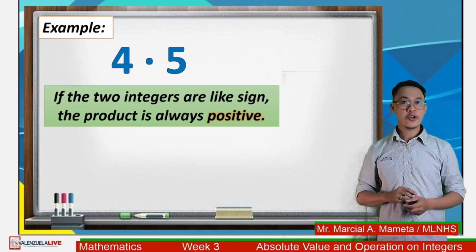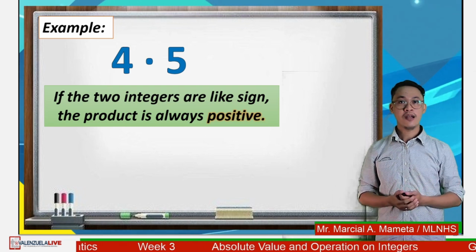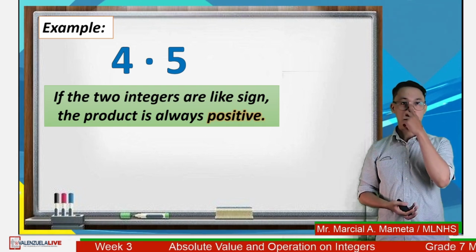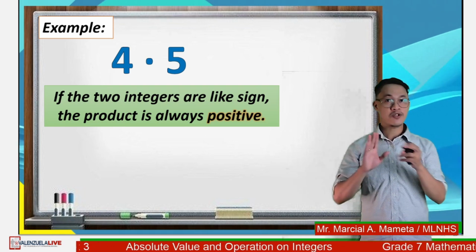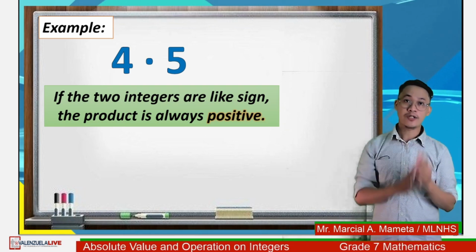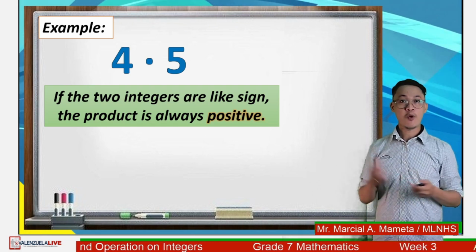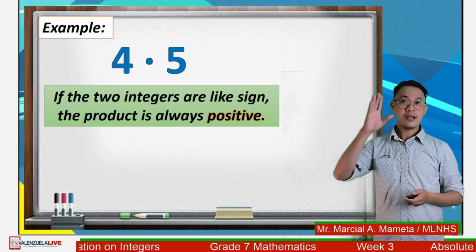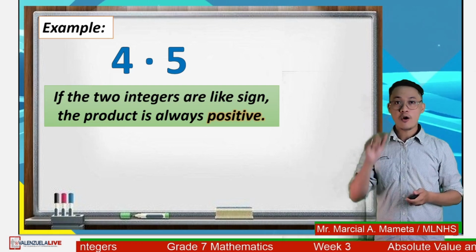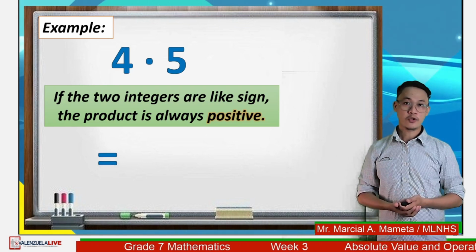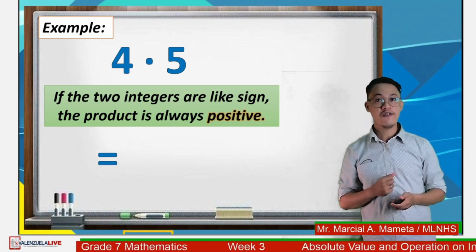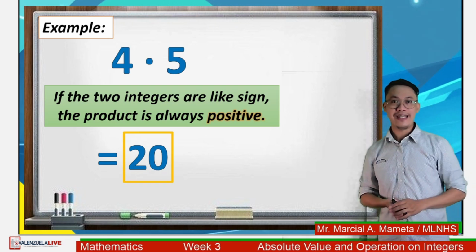If two integers are of like sign, the product is always positive. Again, our given is positive 4 times positive 5. They are both the same in sign, both positive. Again, the product is always positive. So therefore, the result for 4 times 5 is equal to 20.